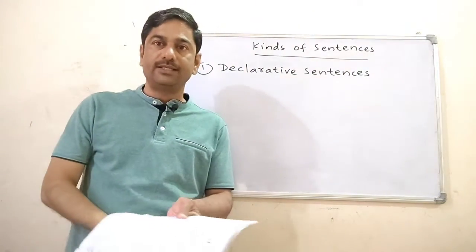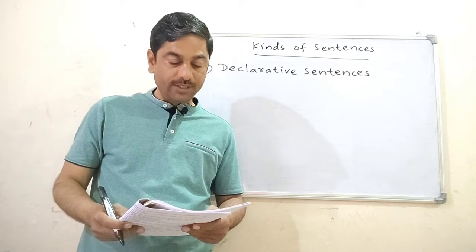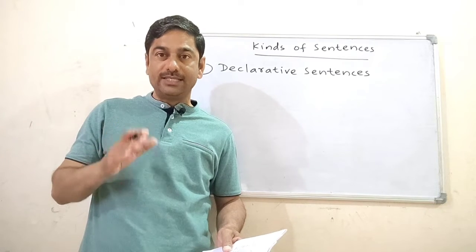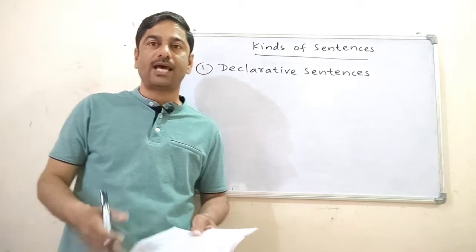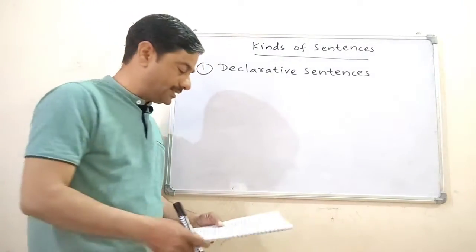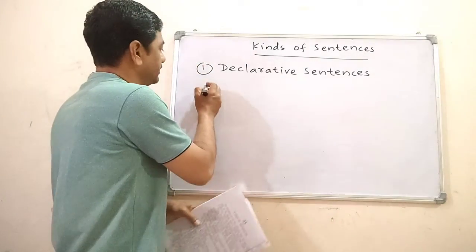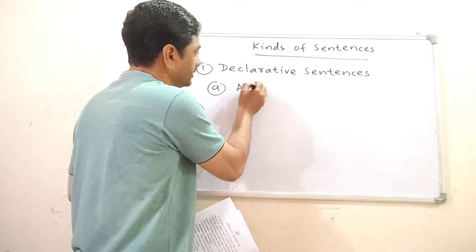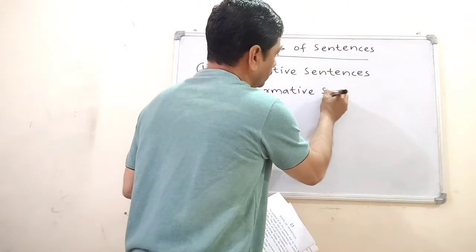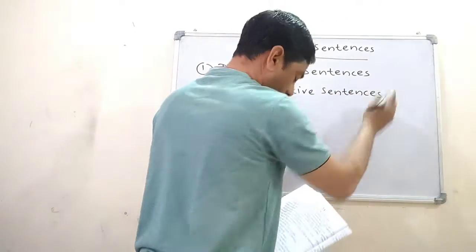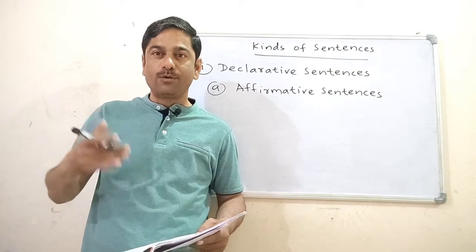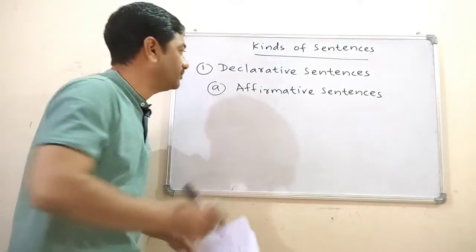See, declarative sentences are concerned with making statements. We make statements, and the sentences which are used for making statements are declarative sentences. There are two types of declarative sentences. The first one is affirmative sentences. Affirmative sentences make positive statements. I will write here a few examples of affirmative sentences.